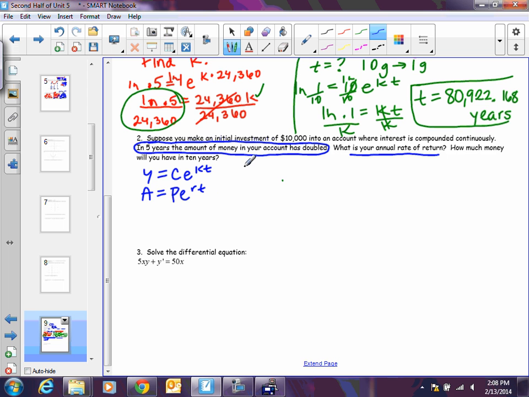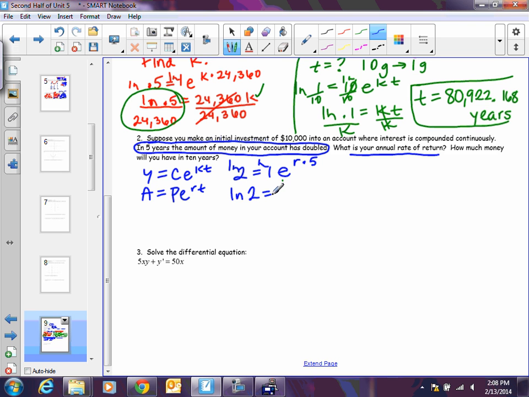So when I'm trying to solve, I can just do 2 equals 1 e to the r times 5. You don't have to do 10,000 and 20,000. This saves you a step by doing this. It's just, this is always going to be twice that when we're in the beginning. Take natural log of both sides.